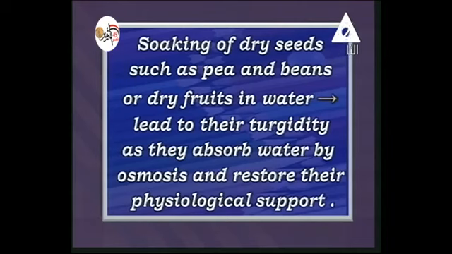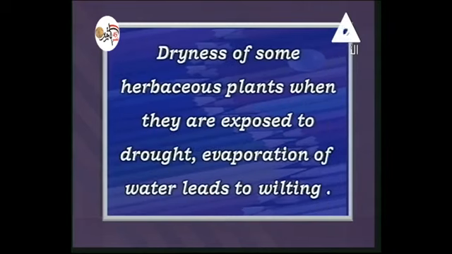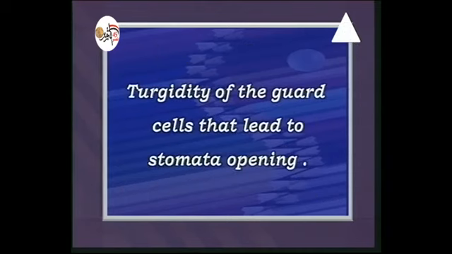The second example is absolutely contradictory to the first one. Dryness of some herbaceous plants, or plants that live in the desert, for example: when they are exposed to drought or evaporation of water and lose most of their water, they become wilted. Wilted means what? To lose their water. And finally, we have another example: turgidity of the guard cells that leads to stomata opening.